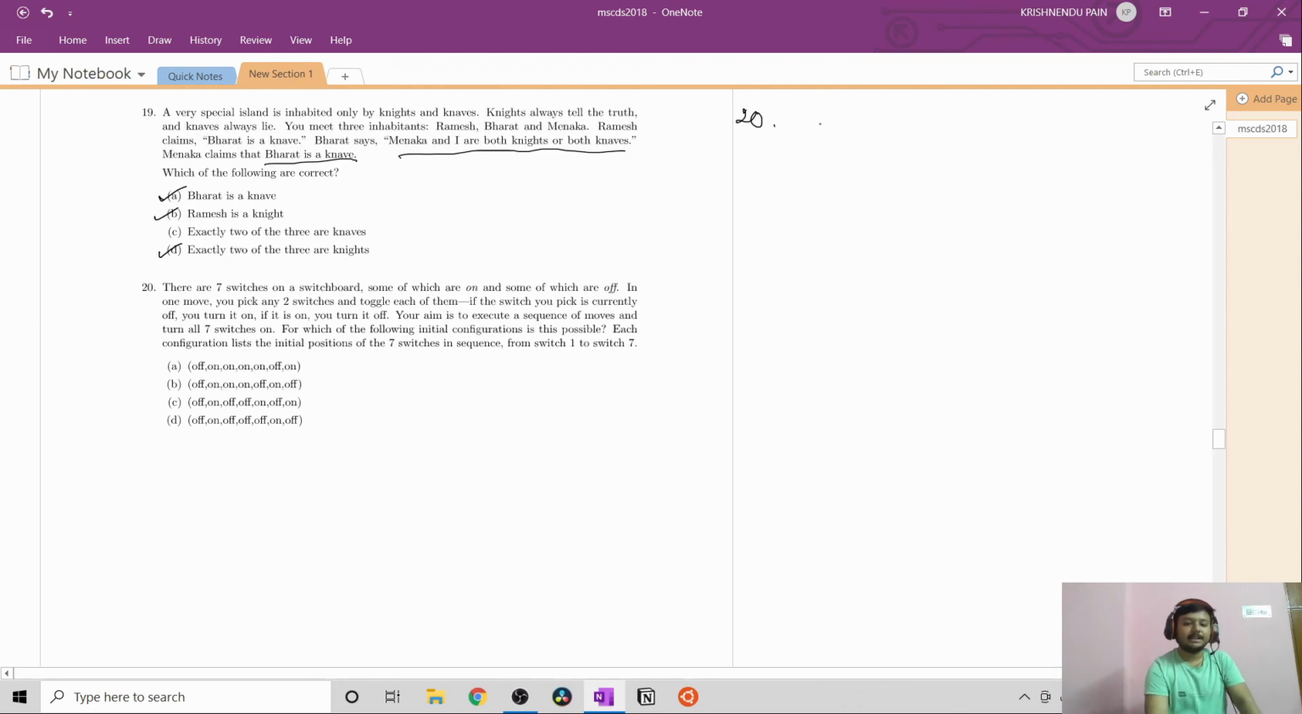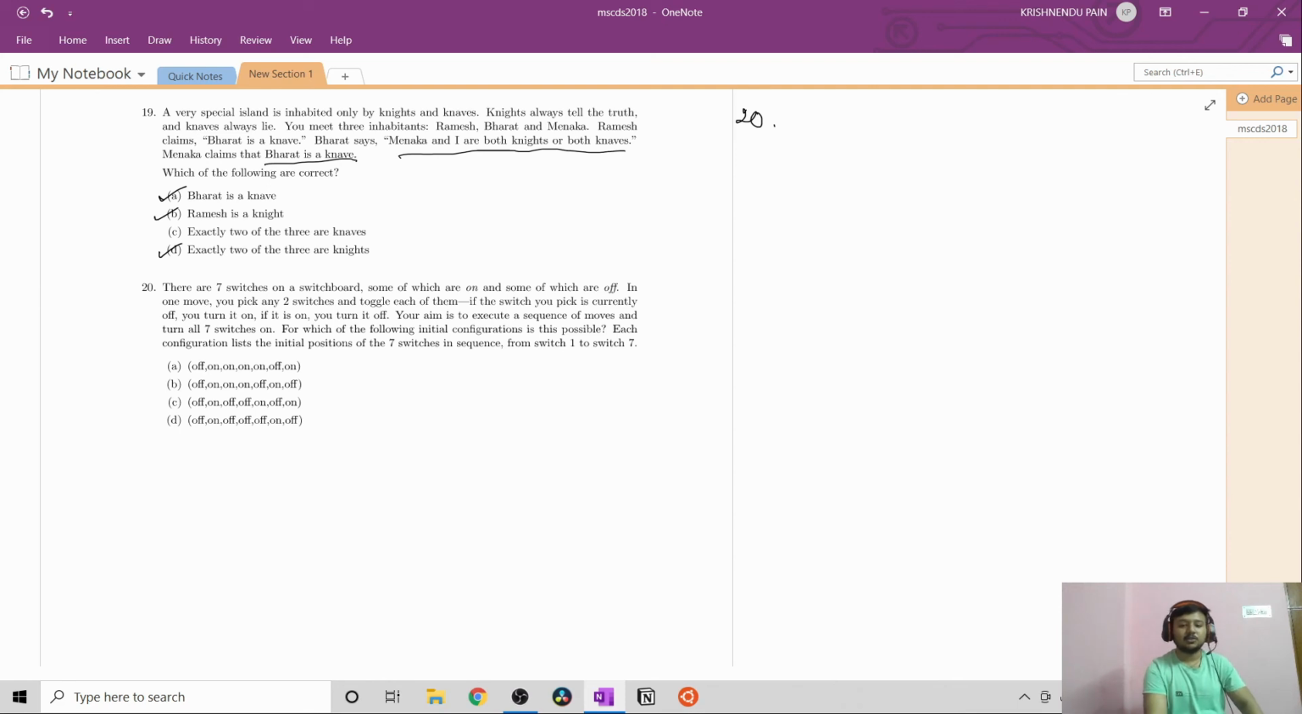Question number 20. There are 7 switches on a switchboard, some of which are on, some of which are off. In one move, you pick any 2 switches and toggle each of them. If the switch you pick is currently off, then you turn it on, and if it is on, you turn it off. Your aim is to execute a sequence of moves and turn all 7 switches on. For which of the following initial configurations is this possible?